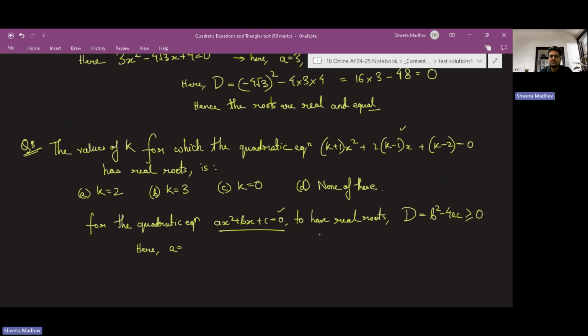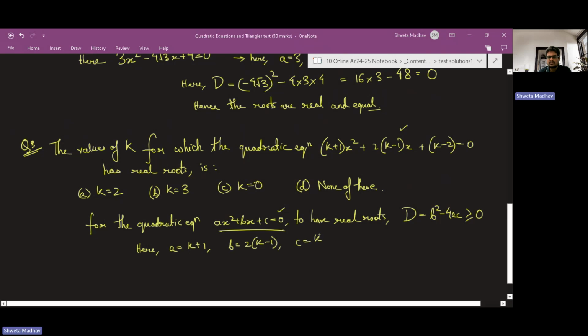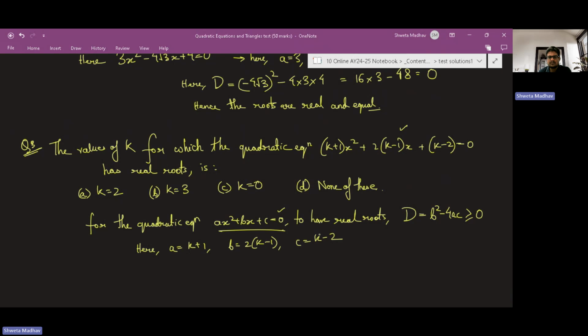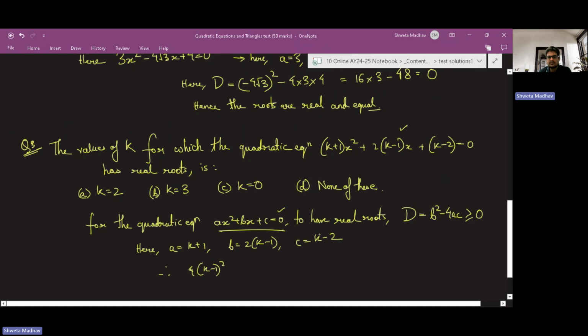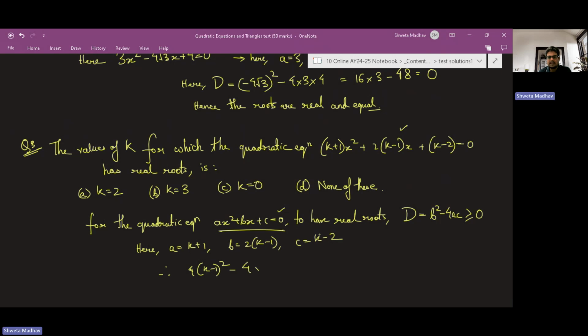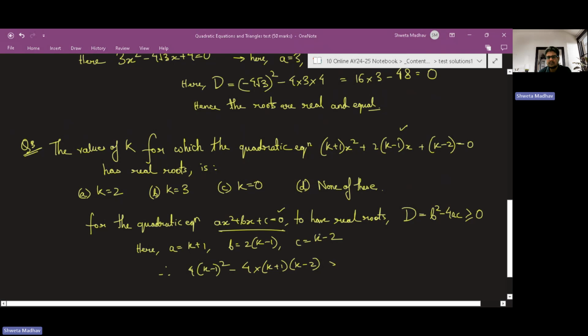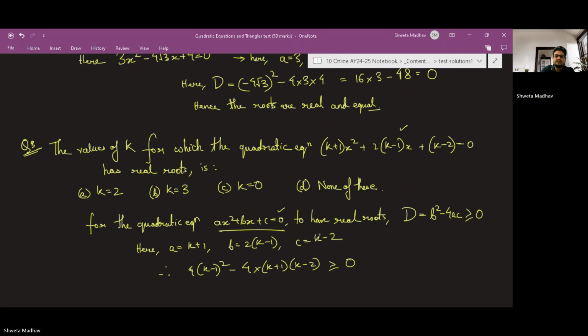So here, if we compare the general form of a quadratic equation with this given quadratic equation, then we get the coefficient of x square, which is a, that is k plus 1, and b is 2 into k minus 1, and c is k minus 2. So therefore, we can say that b square, which is 4 into k minus 1 whole square, minus 4 into a, k plus 1, into c, which is k minus 2, that should be greater than or equal to 0.